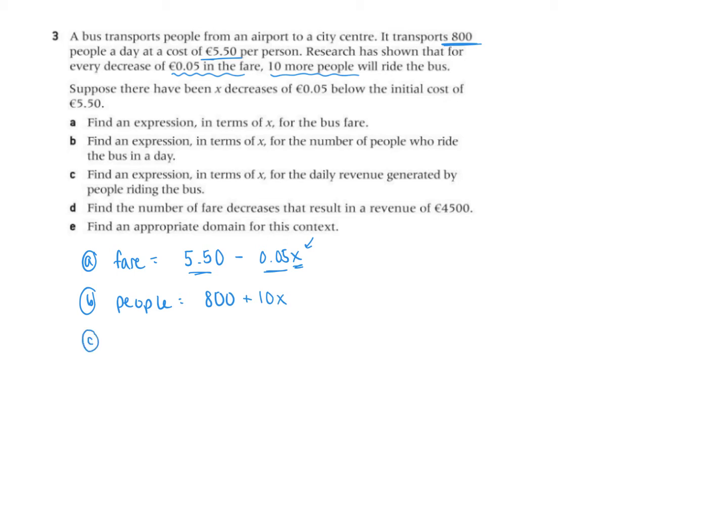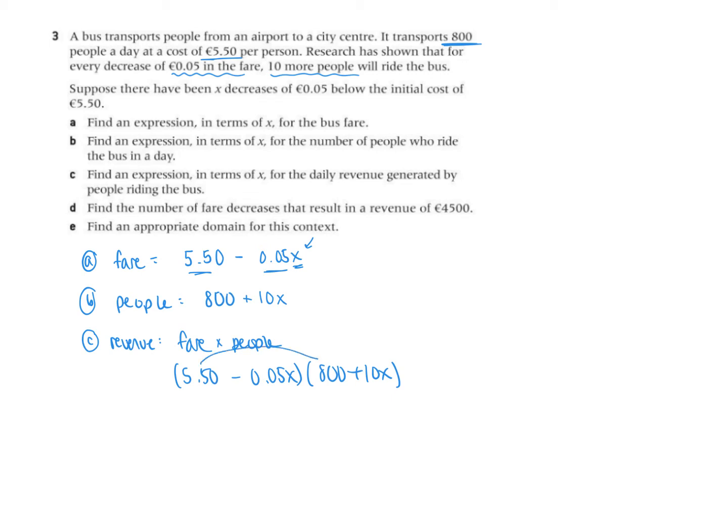For letter C, it says find an expression in terms of x for the daily revenue. Well, the revenue is the cost times how many bus tickets they sell, or the fare times how many people. So we're going to have $5.50 minus 5 cents x, times 800 plus 10x. And we can distribute this.